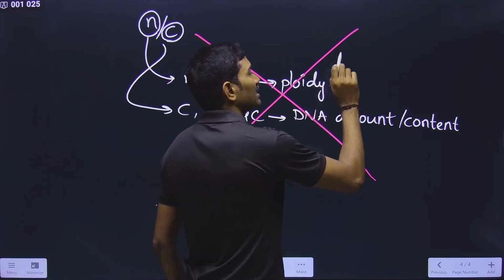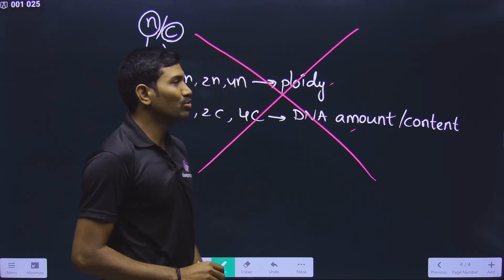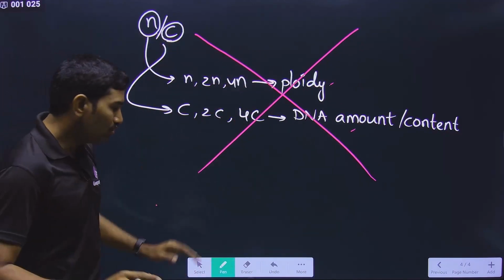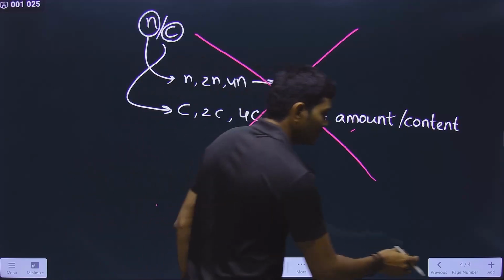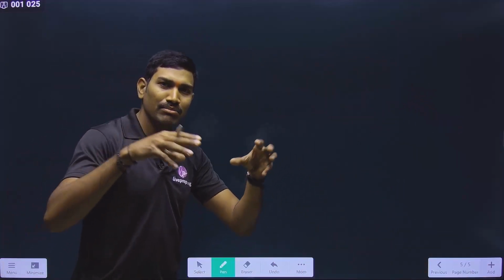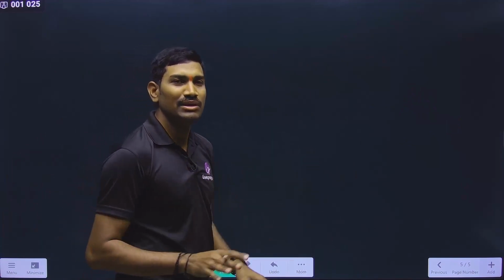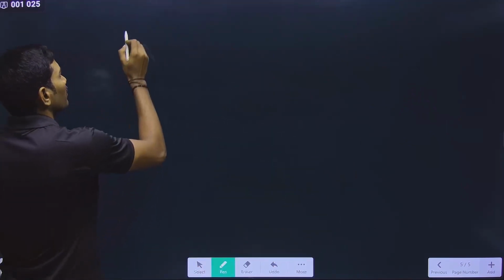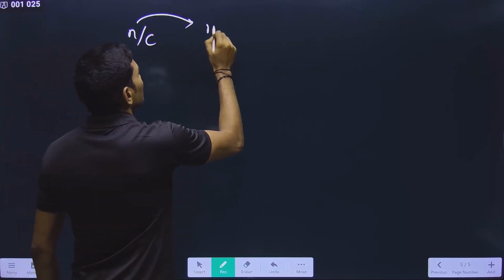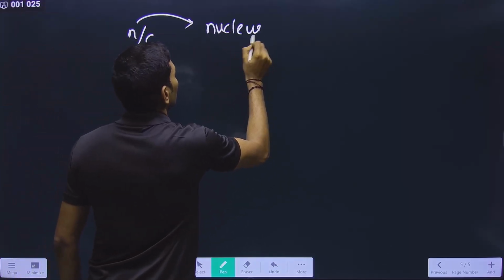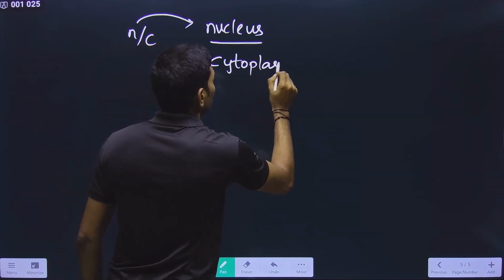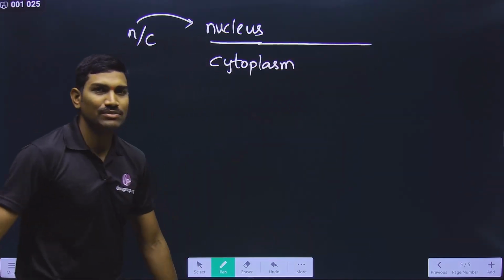This is a separate concept. Don't link up this concept with N by C. Don't make mistakes. The information is very clear and simple. Unnecessarily, teachers and students are making it complicated and ultimately making wrong interpretations. So don't make wrong interpretations. Observe this carefully. What is this N by C? N is nucleus and C is cytoplasm. N by C is nucleus to cytoplasmic ratio.